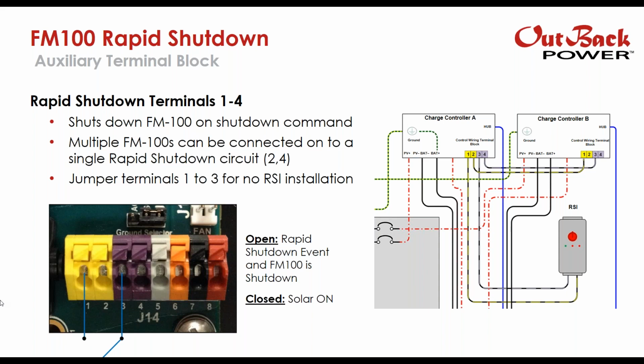If you do not need rapid shutdown for an installation, then you would have to install a jumper between 1 and 3 or 2 and 4, just really one yellow terminal and one purple terminal. Because remember that a closed circuit means solar is on, so it's going to operate normally. An open circuit is a rapid shutdown event. So the FM100 will shut down if there's an open circuit here. So that's essentially how the FM100 will receive its rapid shutdown signal. And you'll see we'll show this later too when we incorporate it as an entire system.